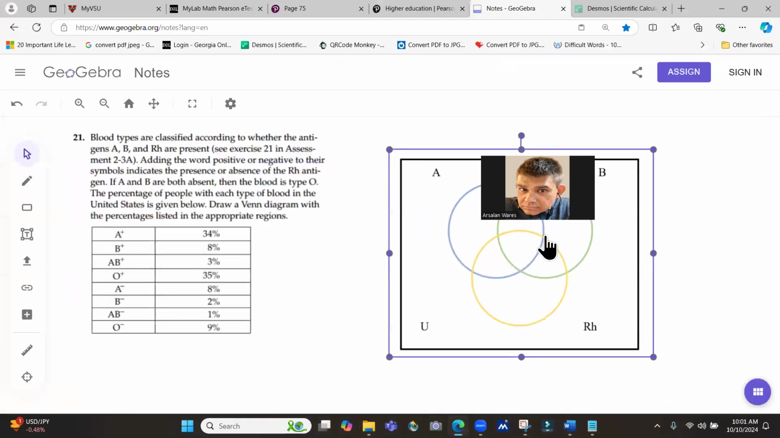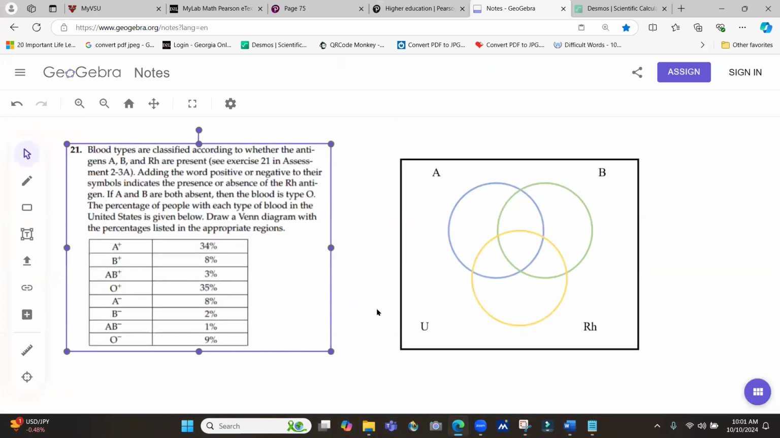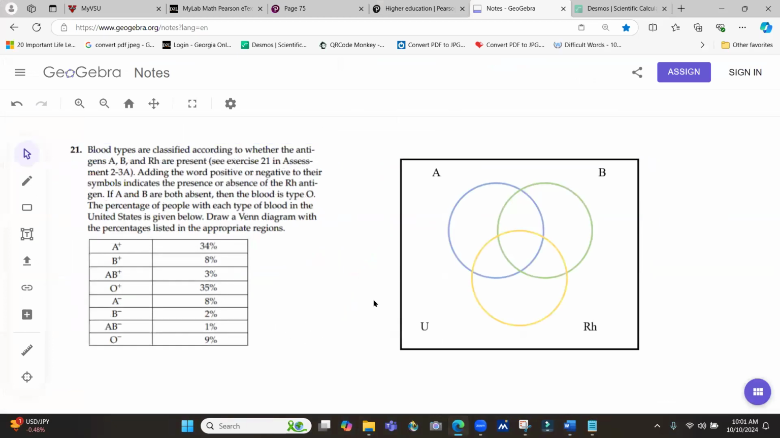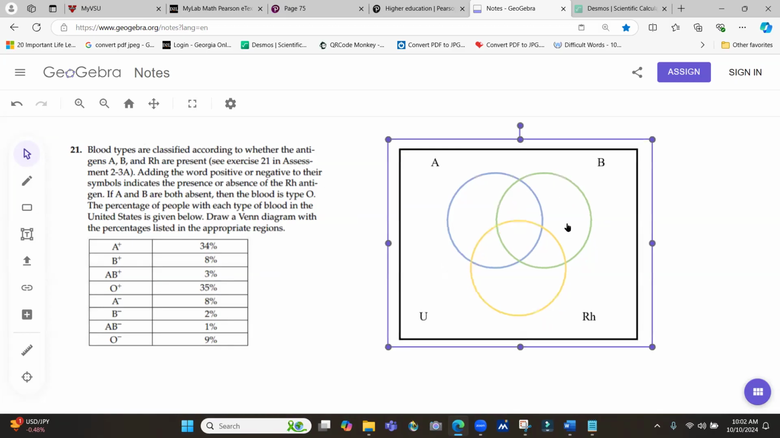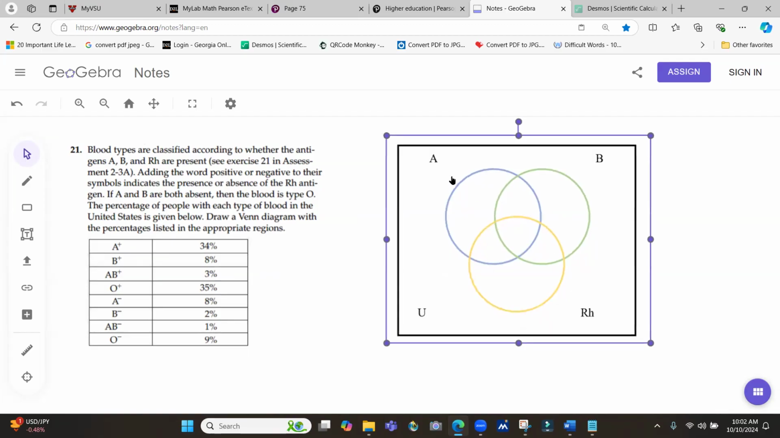So let's read it, guys. What are they saying here? Blood types are classified according to whether the antigens A, B, and Rh are present. So in everybody's blood, you could have either A or B or Rh or all three or two of the three, all those combinations. So a Venn diagram is a very convenient tool. Again, why do they call it A, B, and then jump to Rh instead of C? Don't ask me. I don't know.